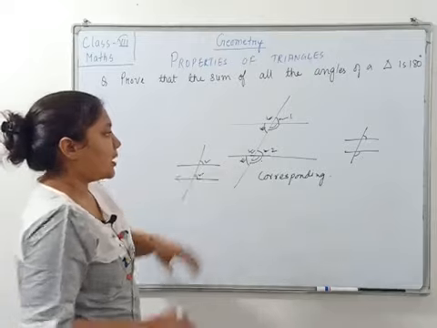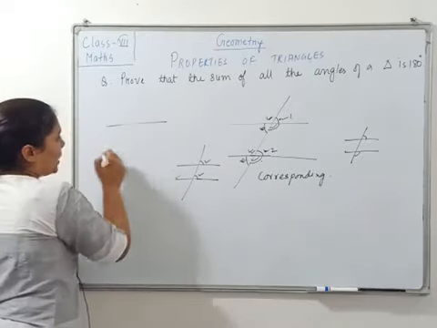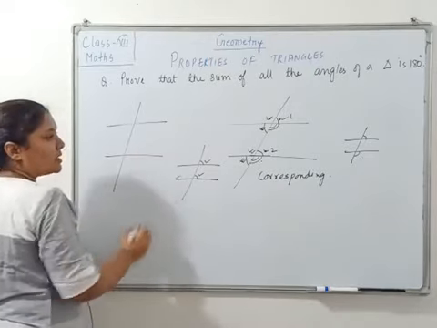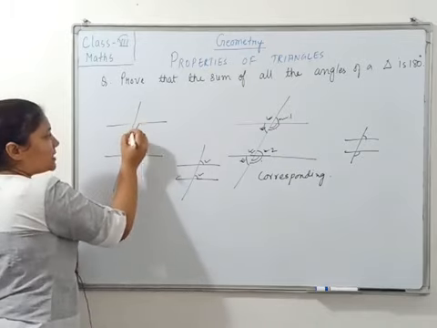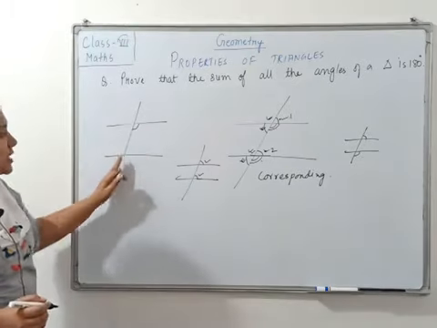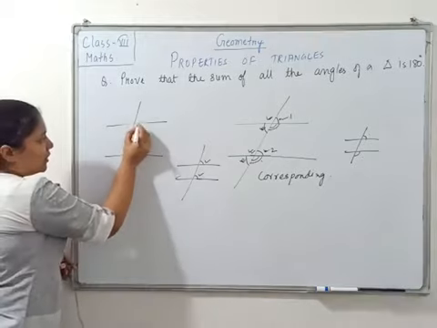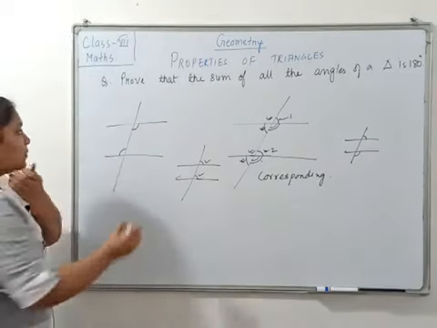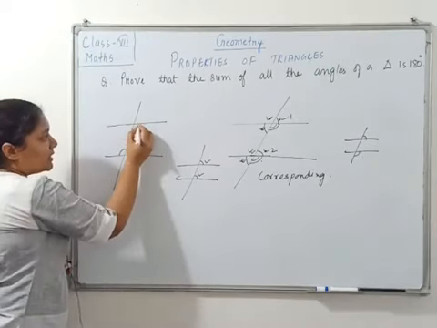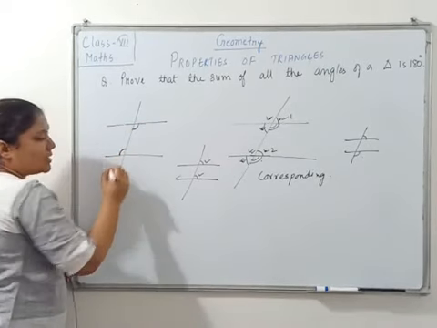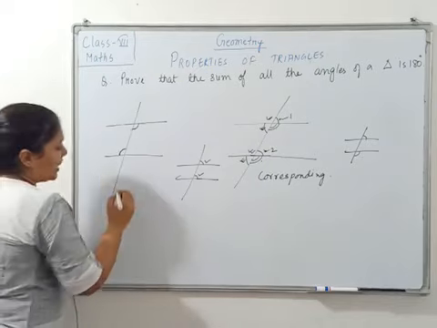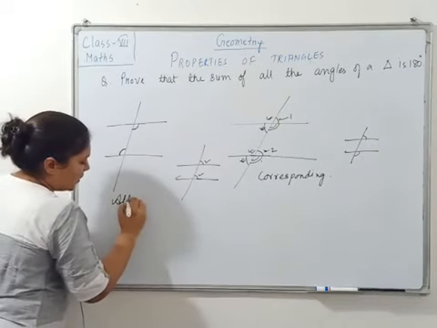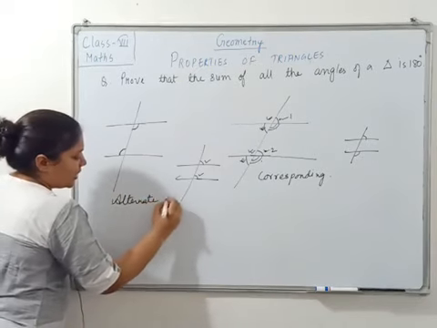This is corresponding angle. Now comes alternate angle. Now just see the board. Alternate angle means what? On the opposite side of the line, opposite side of this transversal. Now this will be alternate to this. Means if this angle is inside, this angle also will be inside. These are called alternate angles.